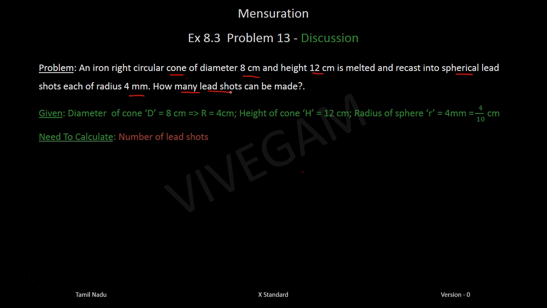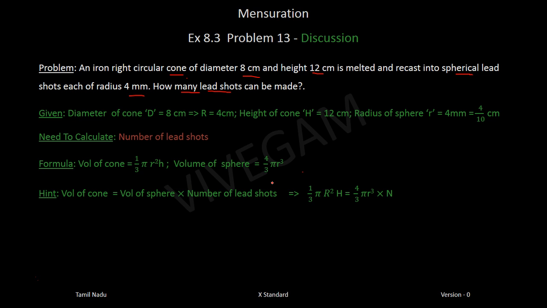You have a cone and you have a sphere. So the volume of the cone is given by 1 by 3 pi r square h. Volume of the sphere is 4 by 3 pi r cube. Now we will give you the hint. The volume of the cone is equal to the volume of the sphere times the number of lead shards. This is a cone which is recast into spheres, and you need to multiply the sphere's volume by the number of lead shards. That will be equal to the volume of the cone.